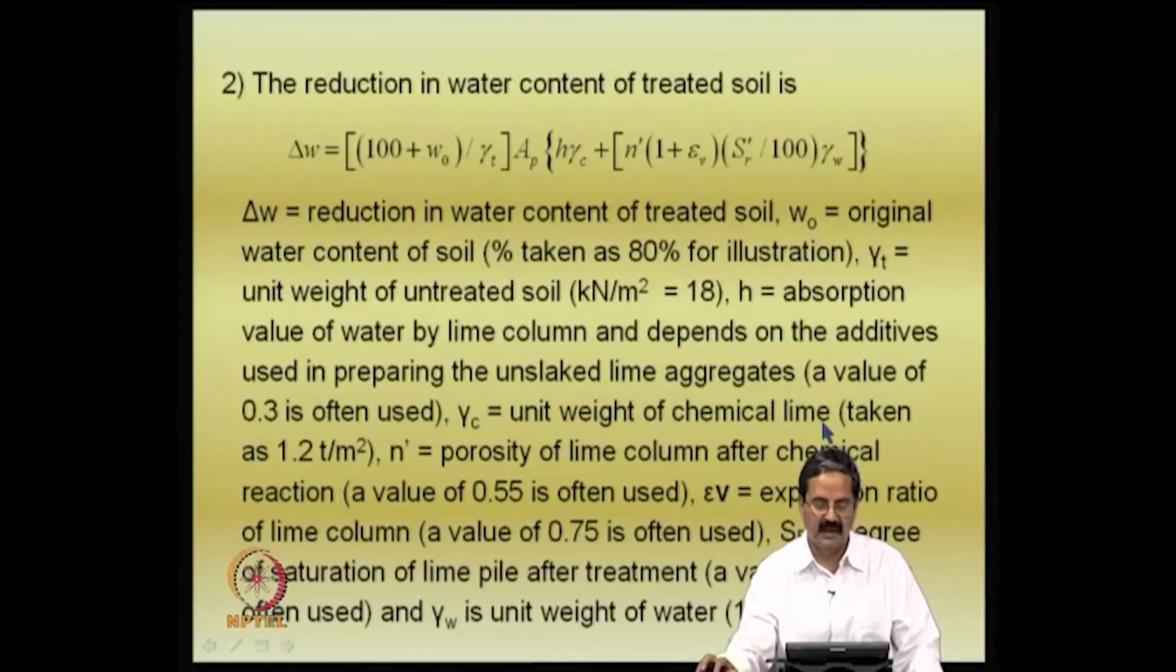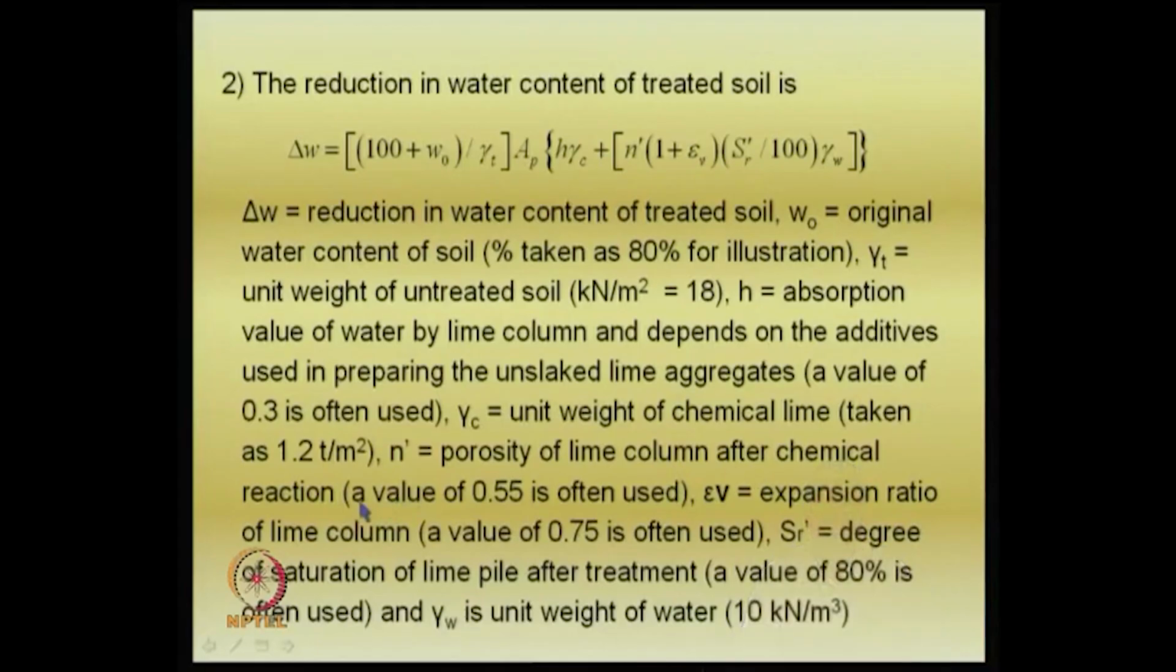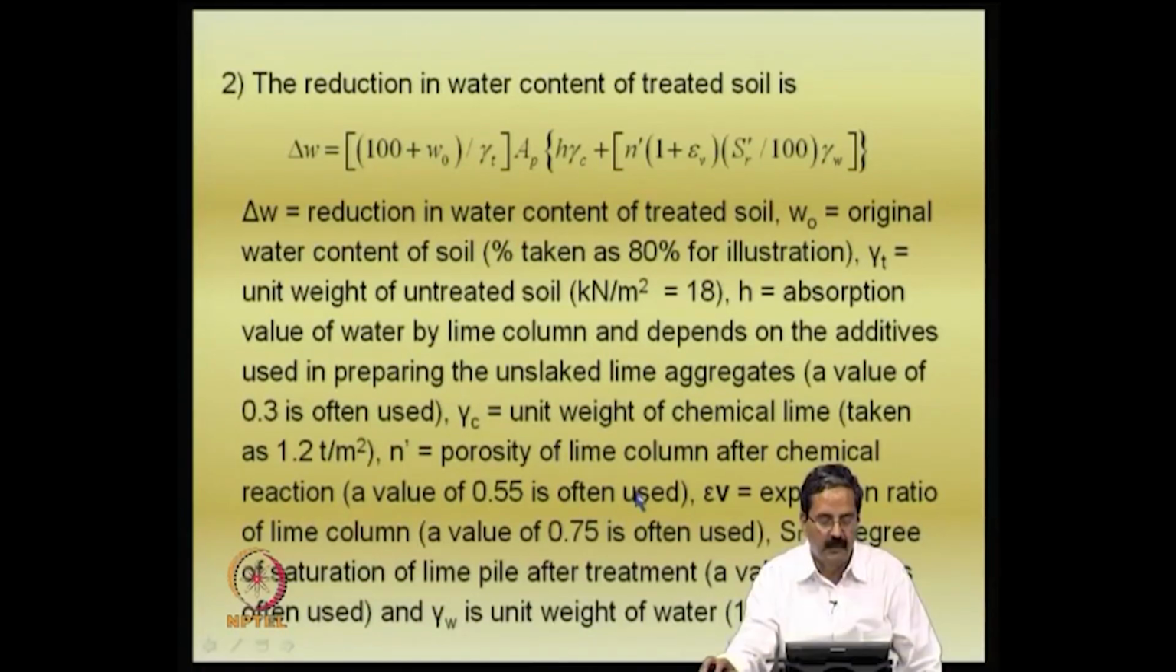In fact, the lime or the calcium oxide, the unit weight is quite low, maybe 1 to 2 ton per meter cube. Porosity of the lime column after chemical reaction, we assume that the porosity, because of the void ratio increases, right. Void ratio increases if you put the lime, because it becomes more aggregated than the parallel plated.